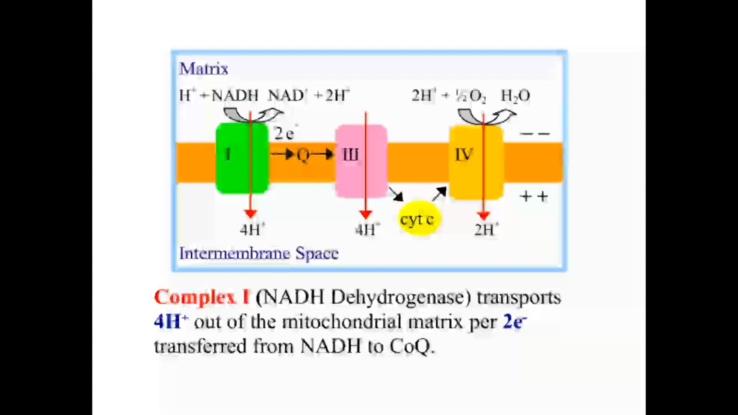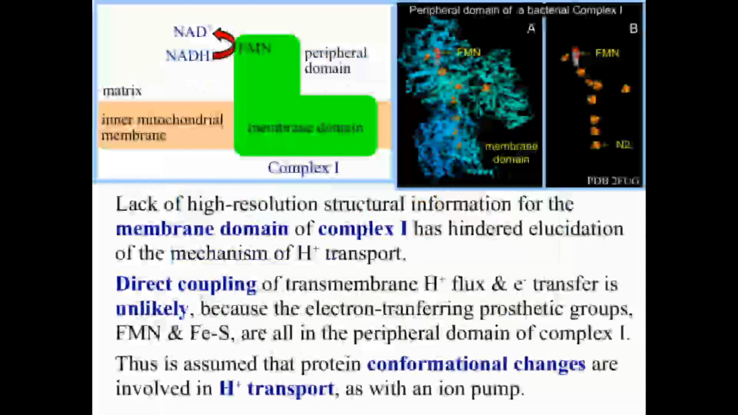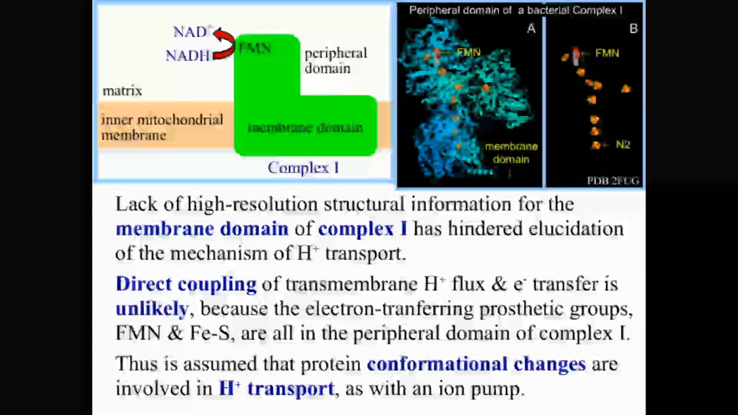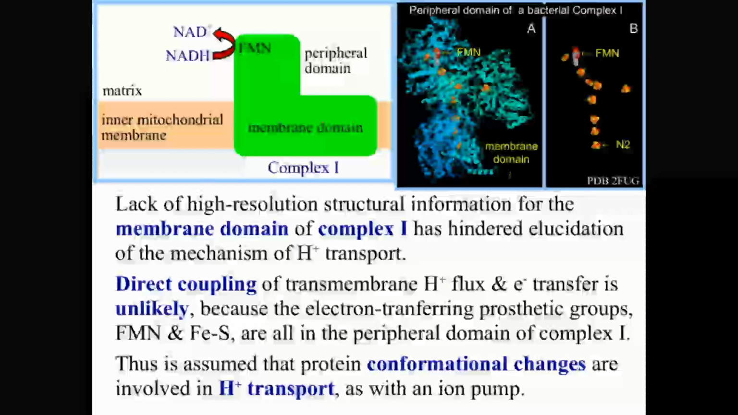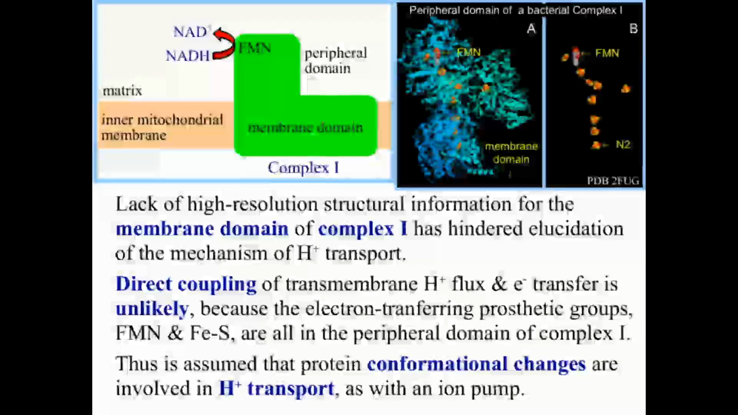Let's talk about one of the main challenges in understanding how complex I functions. The lack of high-resolution structural information for its membrane domain has really hindered our ability to fully elucidate how H+ transport actually occurs. Without detailed images, it's difficult to pinpoint exactly how protons are moved across the membrane.